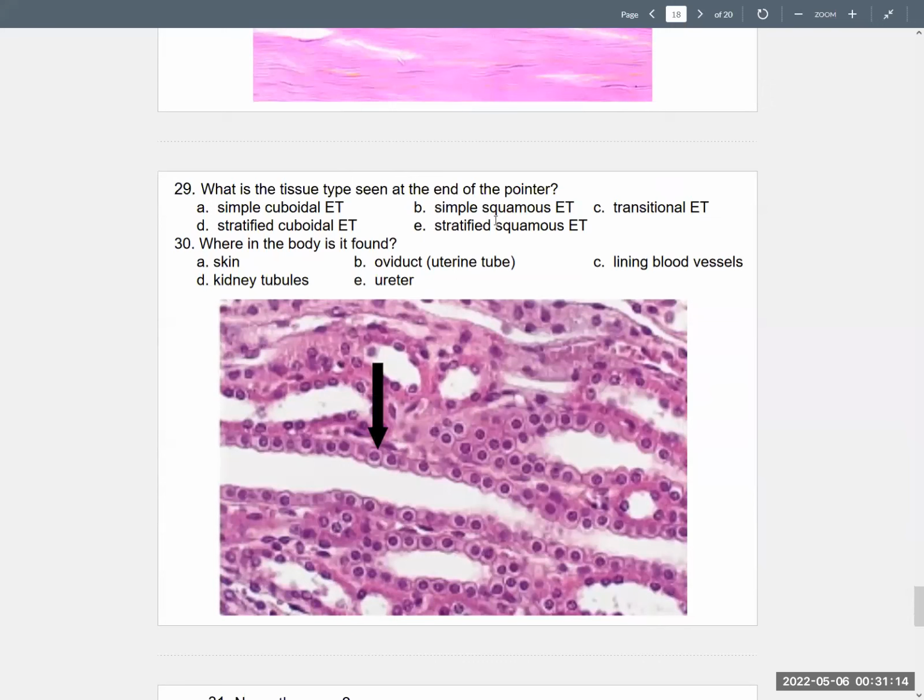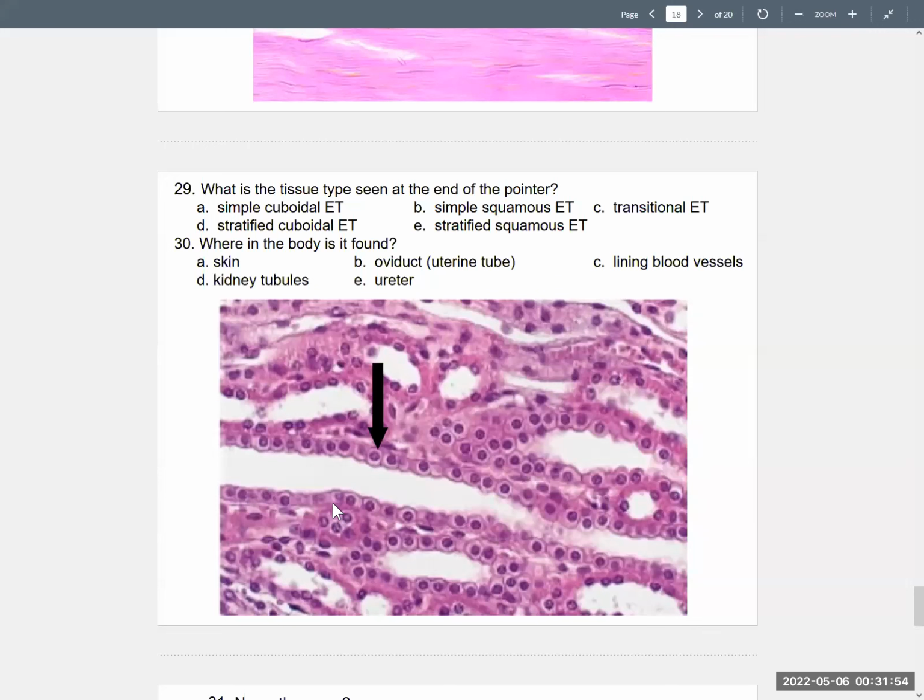Number 29. What's the tissue type seen at the end of the pointer? It means this chain of epithelial cells, and another one on the other side. If they form a tube, and they do, these are connected by other cells to the opposite side. But what's this kind of cell called? Stratified cuboidal? It's not stratified. Simple? Simple. Okay. Simple.